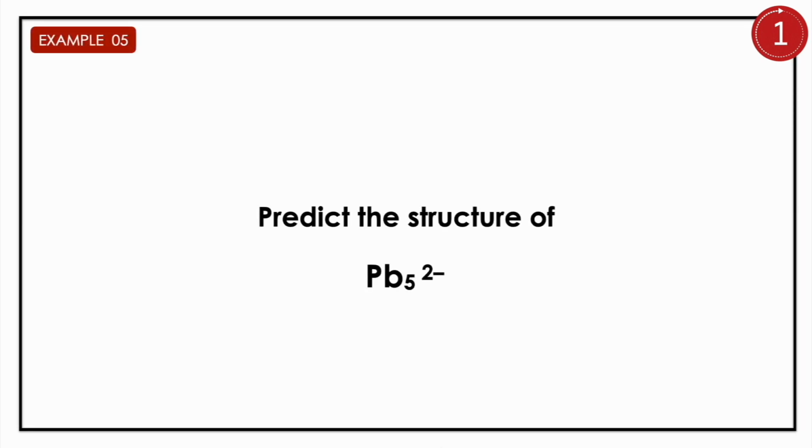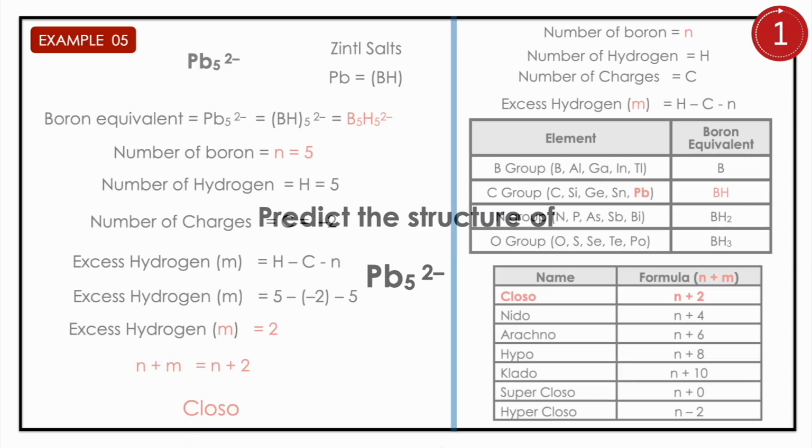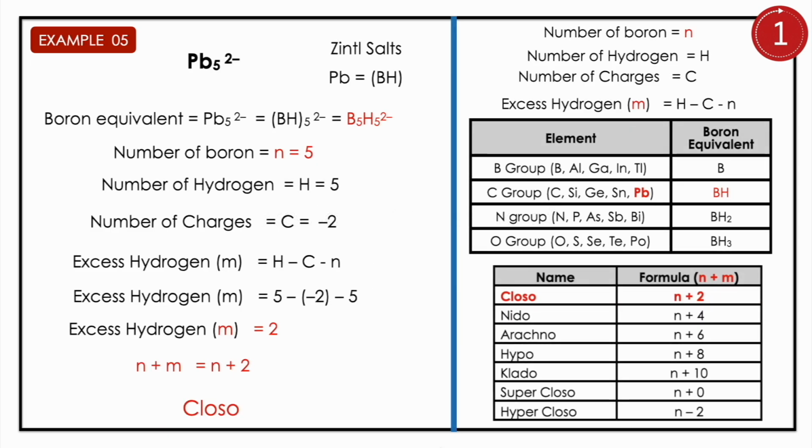Then the next question, Pb5 2-, that is a lead metal cluster dianion. You should find the structure of the compound using Wade's rule. Here Pb5 2- is given. It is a metal salt, typically a Zintl salt. Lead is in the carbon group, so the equivalent will be BH. If you substitute BH for Pb, the formula becomes (BH)5 2-. If you rewrite it, it becomes B5H5 2-. It becomes a simple borane, so we apply Wade's rule.